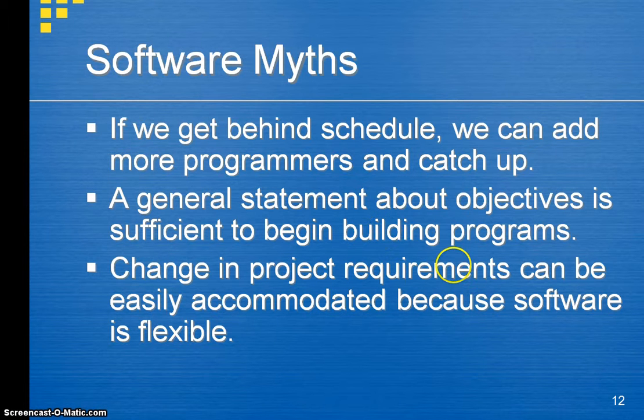A general statement about objectives is sufficient to begin building programs. Whenever we explain a problem, it should not be generic. The problem should be specific. Then change in project requirements can be easily accommodated because software is flexible. That is not the case. Whatever the requirements, all those requirements should be identified in the earlier stage itself.